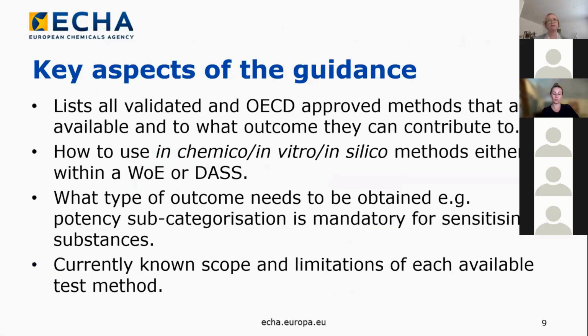So what are the key aspects of the guidance? It lists all validated and OECD approved methods that are currently available and to what outcome they can contribute. It explains how to use in chemico, in vitro and in silico methods, either within weight of evidence or by using a defined approach. It explains what type of outcome needs to be obtained. For example, you need to have the potency estimation for sensitizing substances. And it also lists the currently known scope and limitations of each available method and defined approach.